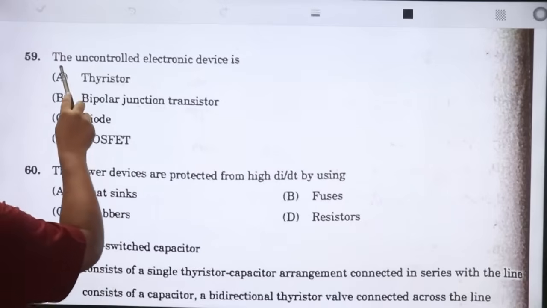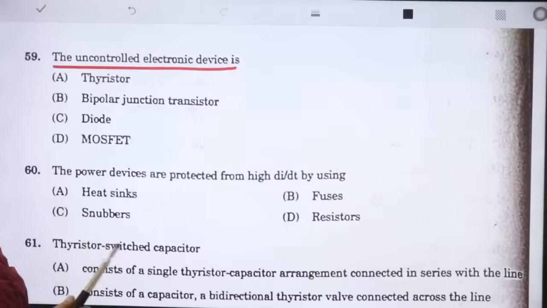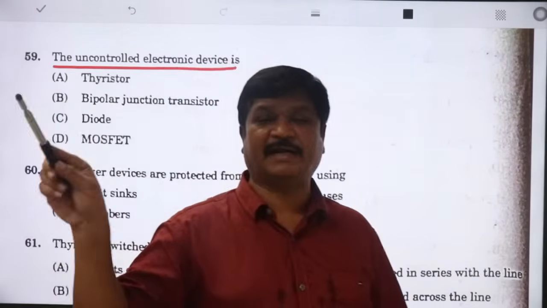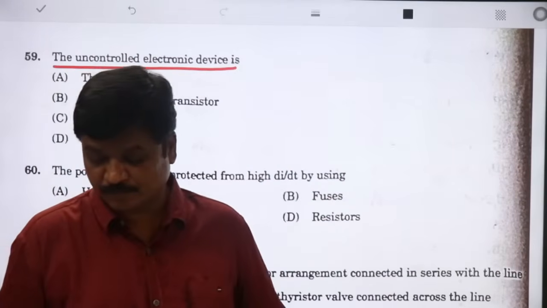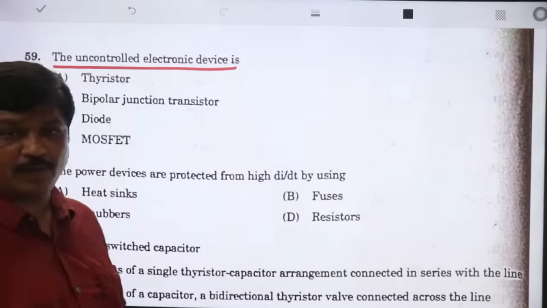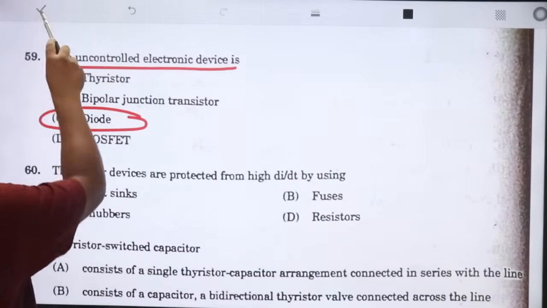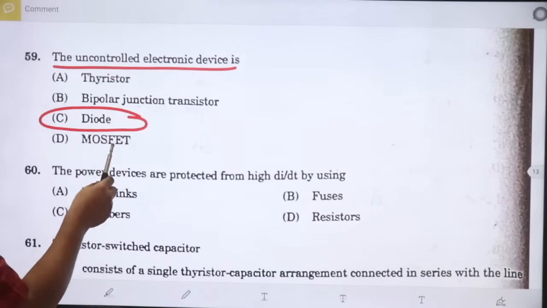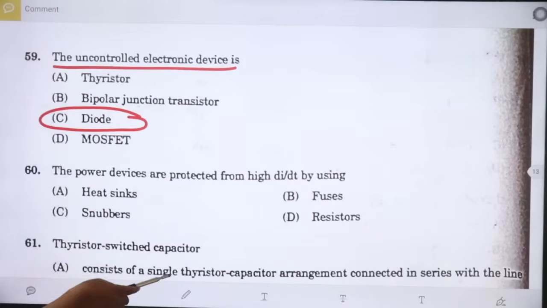See here, an uncontrolled electronic device. How many times I told you, even in EDC, in basic electronics, when I started the diode, I asked about the property of the diode. What is the property of the diode? It is an uncontrolled device. That's why the answer is A. BJT is a fully controlled device. MOSFET is a fully controlled device. Thyristor, SCR may be half controlled, like that.